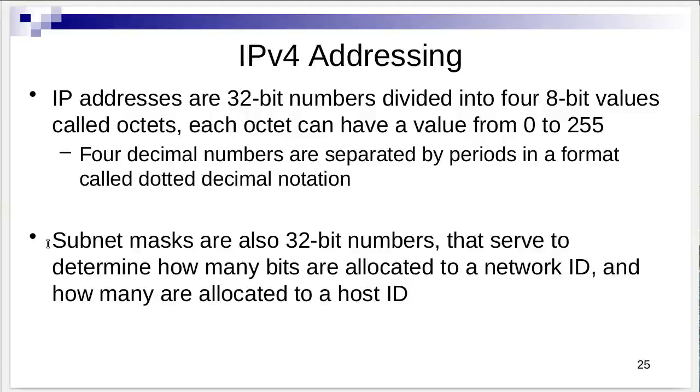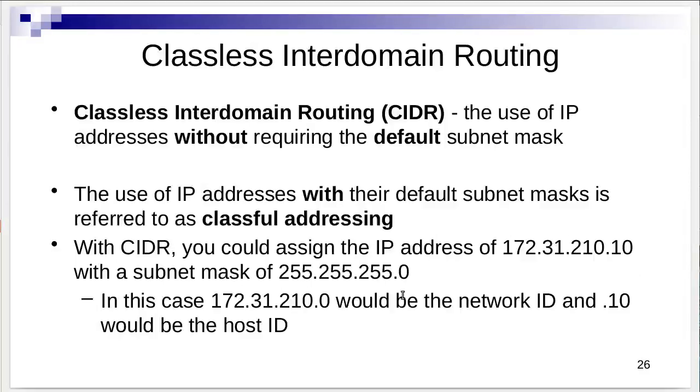Subnet masks are used with IPv4 addresses, and they are also 32-bit numbers that tell us how many bits are allocated to a network ID, and the rest are allocated to the host ID. So you have ones where the network ID is and zeros where the host ID is. So it's just a way of demarking, in that 32-bit number, so many bits correspond to the network ID part of the IPv4 address, and the other bits are allocated to the host ID part of that IPv4 address.